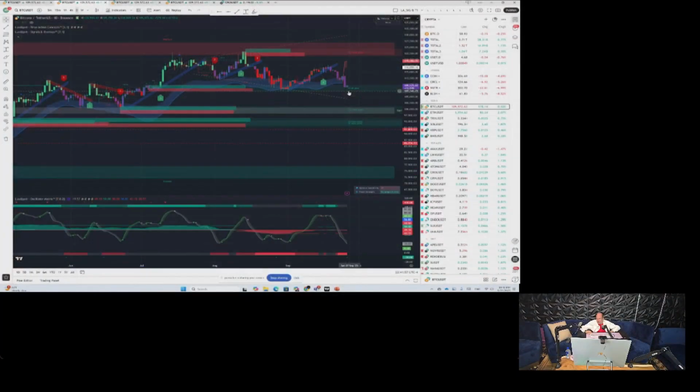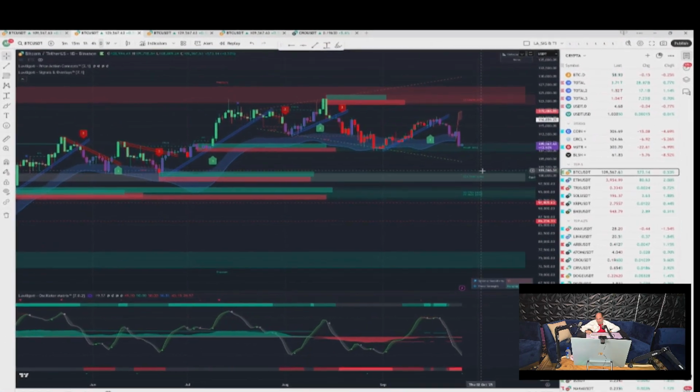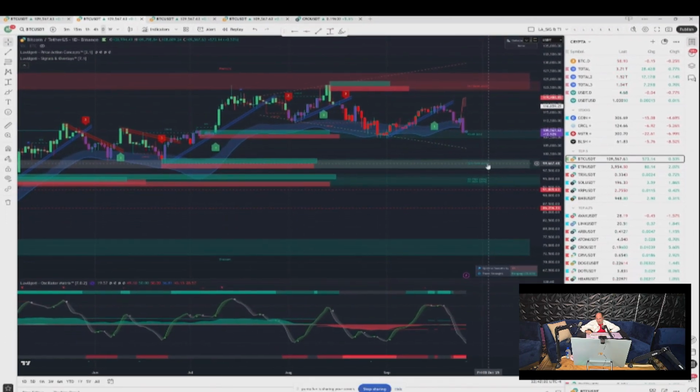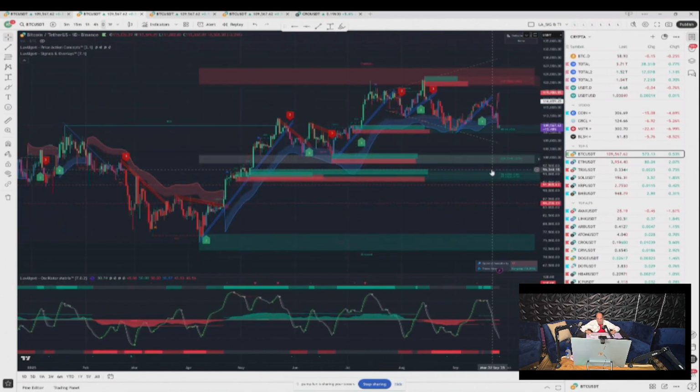So let's look at Bitcoin. I would say again, wait for the confirmation. Wait either for the breakup back above 112, 113, or let's see if it's going to go back down to the white zone. Let's call it the 100, 105 zone. Let's see if it will go all the way back down there.